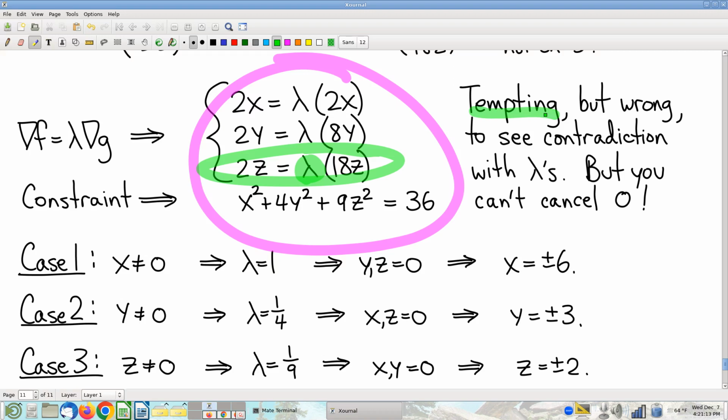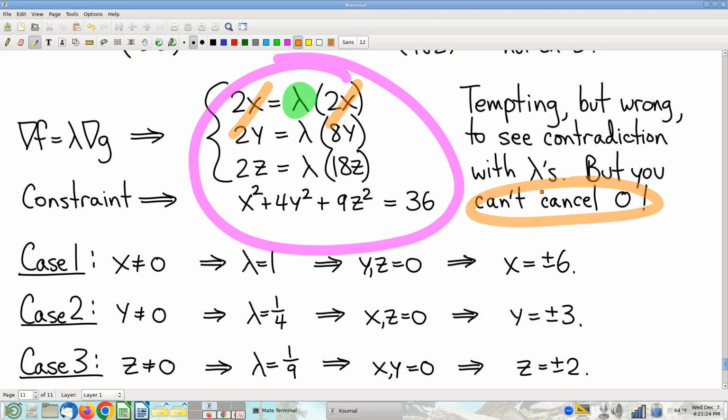It's dramatically wrong because, again, where did I get lambda equals 1 from? Well, I canceled. What if I'm canceling 0? How do I know x isn't 0? Maybe x is 0. We need to recognize the possibility that x might be 0. And in fact, x is 0 for a bunch of points. Right? So that's the problem.